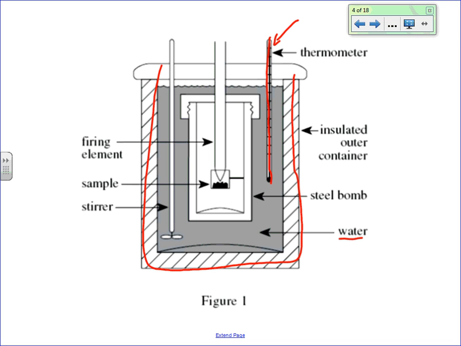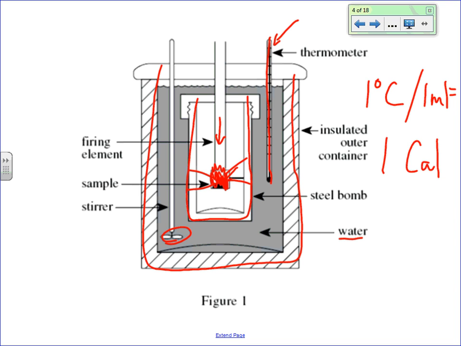All right, there's also a stir to make sure that the water stays mixed well, so the heat isn't all in one location. The steel bomb is the inner chamber here. What happens is that this little firing element right here burns the sample of food right there. However much heat is released from the thing on fire, that heat will go to the outside of the steel container and cause the temperature of the water to go up. Every degree Celsius that 1 milliliter of water changes is equal to 1 calorie.